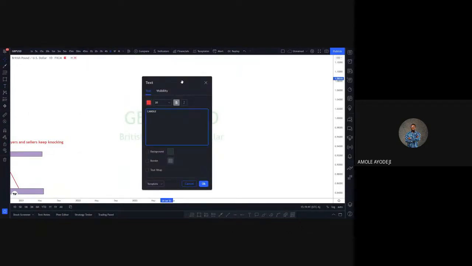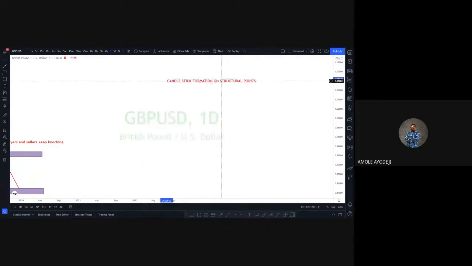So I will say candlestick formations on structural points. So the first I'll talk about is the tweezer top and tweezer bottom. What do I mean by this?